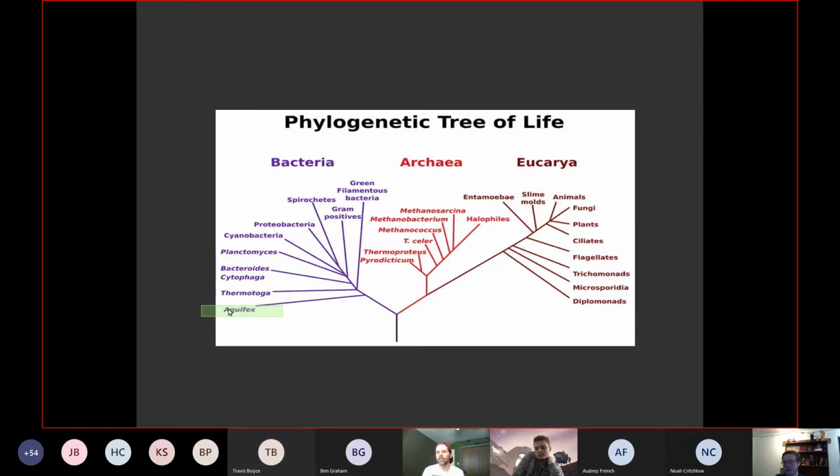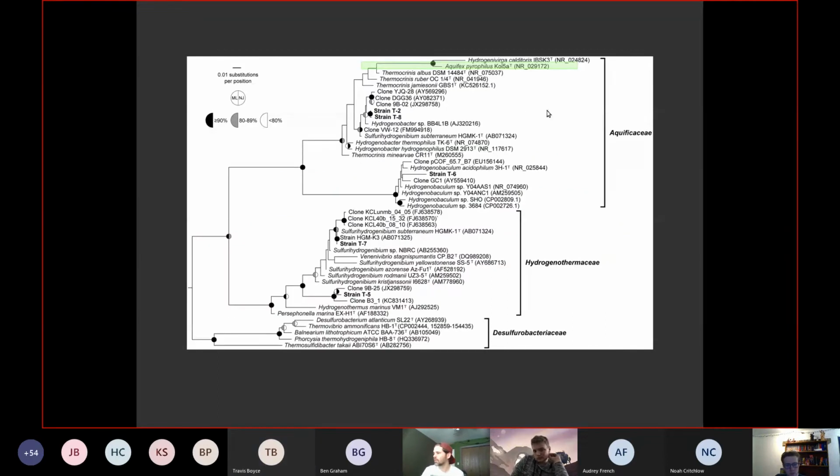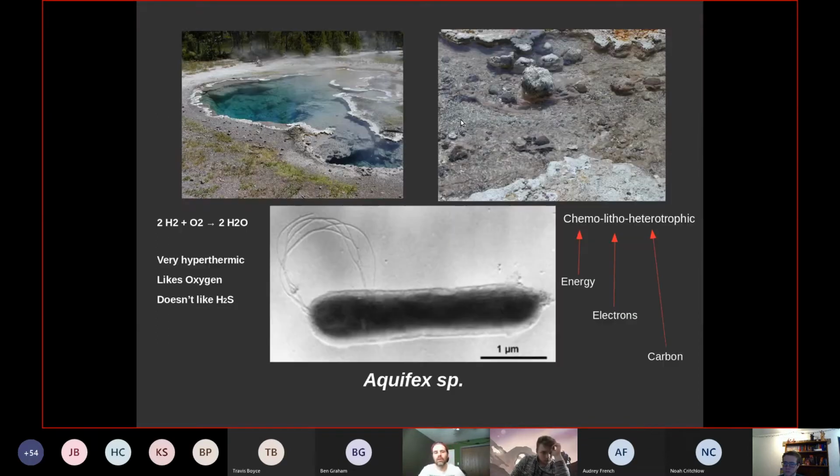Yeah. So we can get in there, take a look at Aquifex. It's one of these early diverging groups. And here's where it grows. It's very hyperthermic. It needs really, really hot temperatures. It loves oxygen. It hates dihydrogen sulfide. That'll kill it. It's a chemolithoheterotroph.